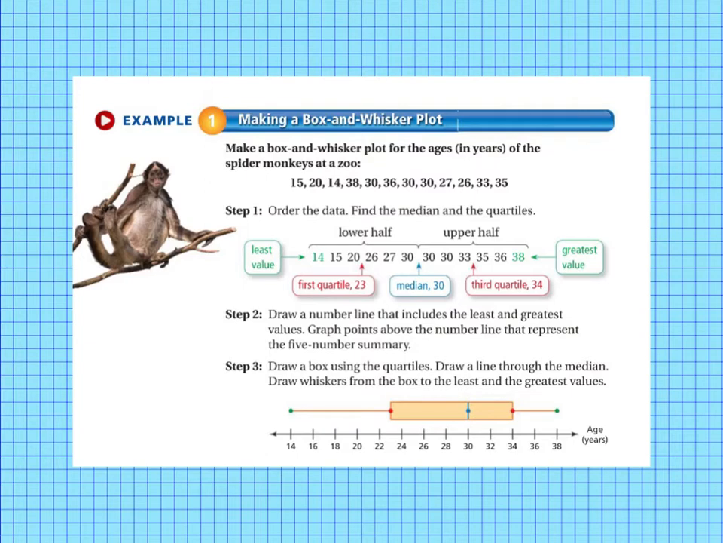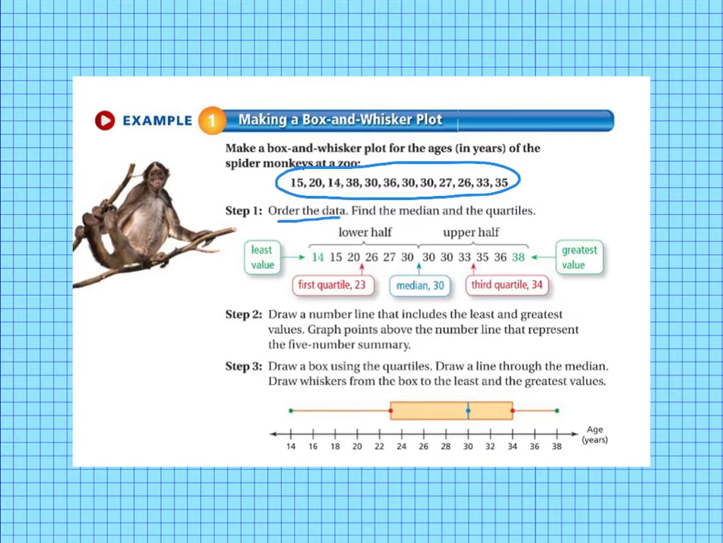Now we're going to take a look at example 1, which is making a box and whisker plot. Make a box and whisker plot for the ages in years of the spider monkeys at a zoo. And you'll notice that the data is all out of order. We have 15, 20, 14, 38. So our first step is to order that data. We have to put all of the numbers in order. And then we find the median and the quartiles. There is no shortcut for putting it in order.